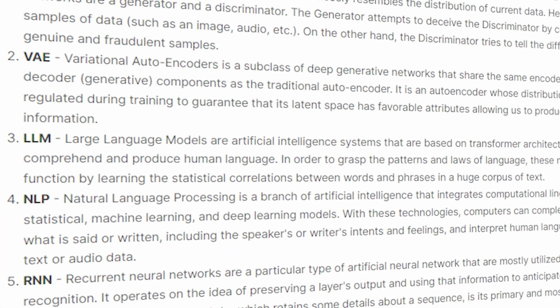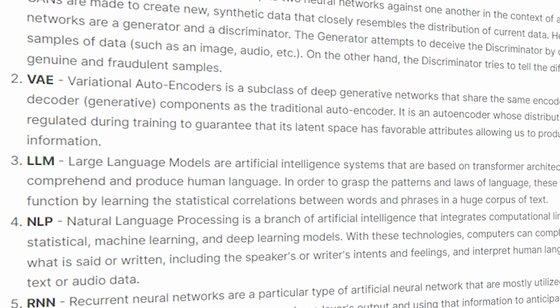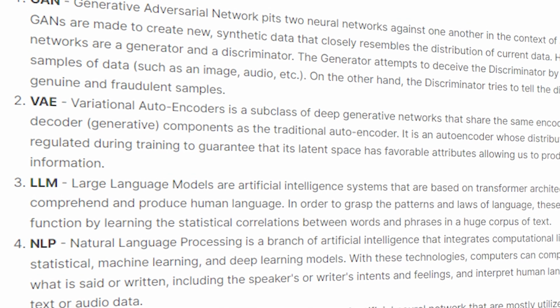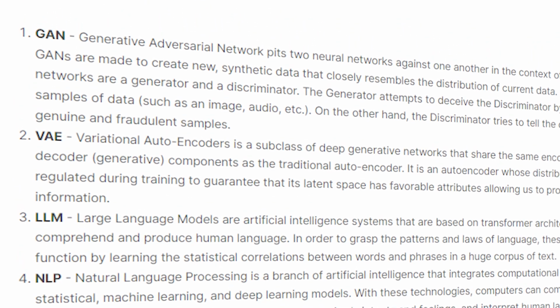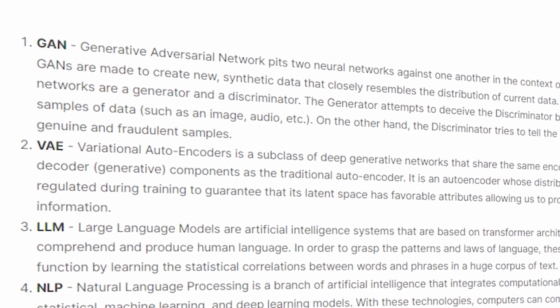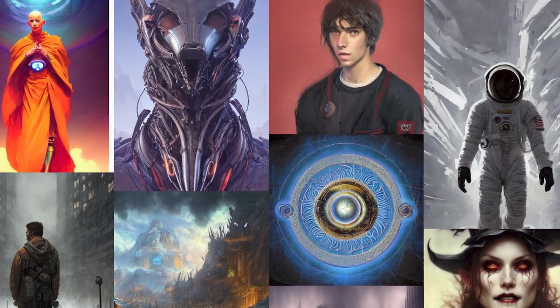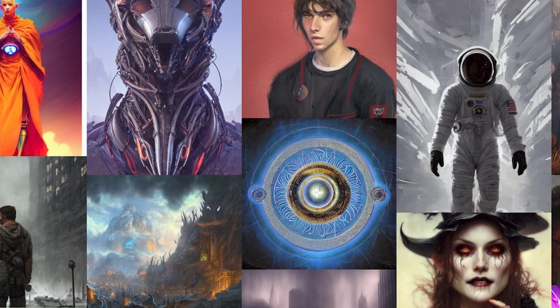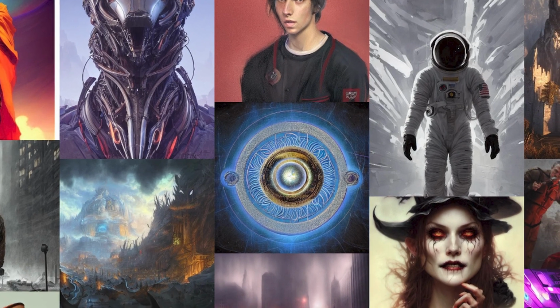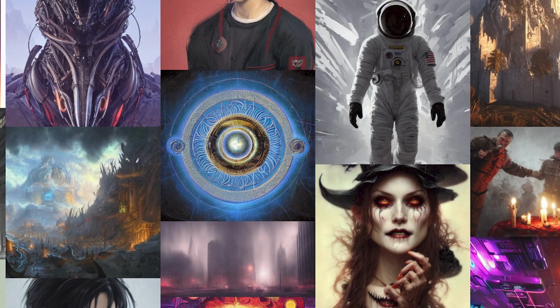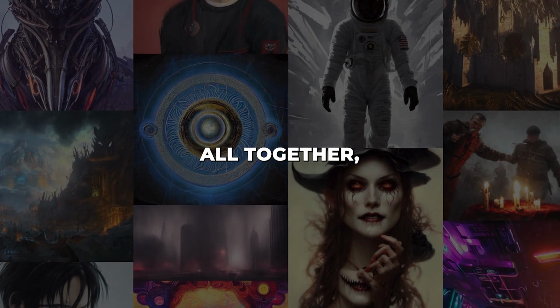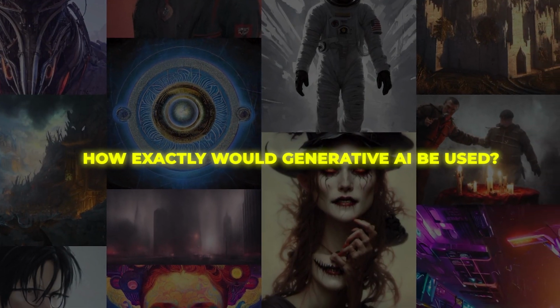Advanced techniques like generative adversarial networks, or GANs, and variational autoencoders, known as VAEs, allow generative models to become remarkably adept at synthesizing creative content. They're kind of like forgers or art counterfeiters, trying to produce samples that faithfully reproduce the style and statistics of the original training data. Now, to bring this all together, how exactly would generative AI be used?